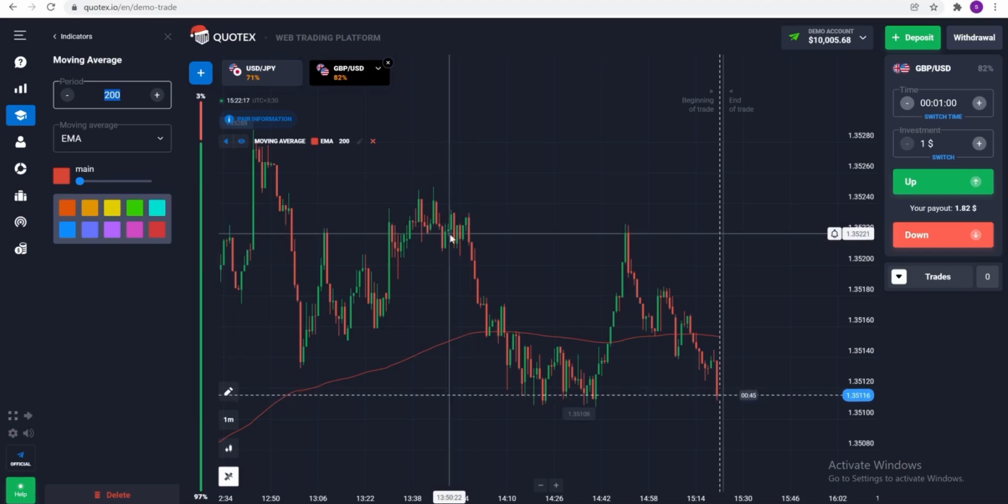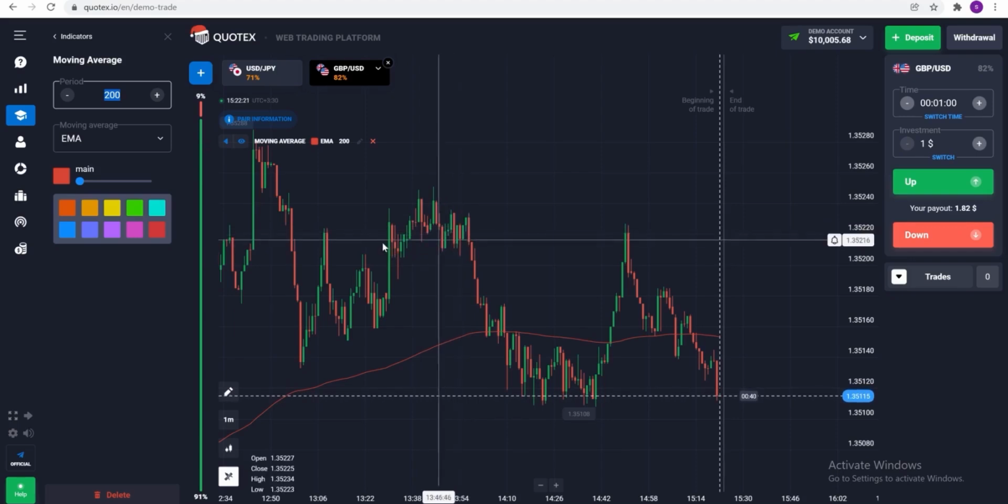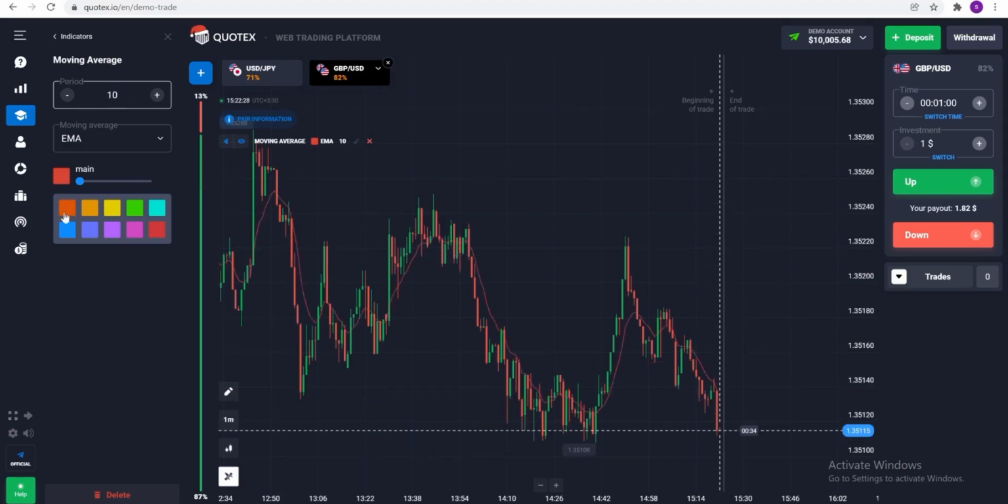Let me add these moving averages with different colors, and I'll speed up the video a bit so as not to take too much of your time. I'll start with the first one using a period of 10 in red, and then move on to the next one.